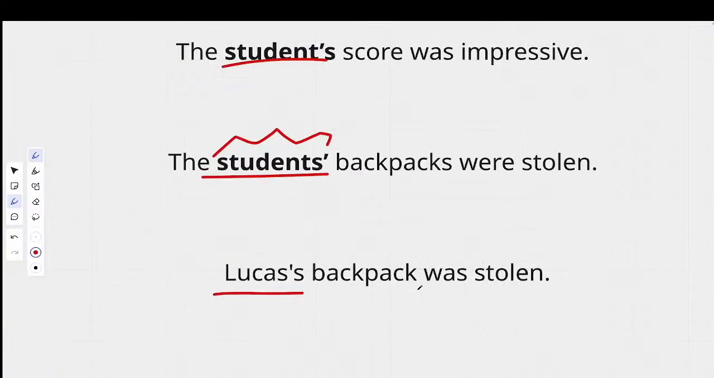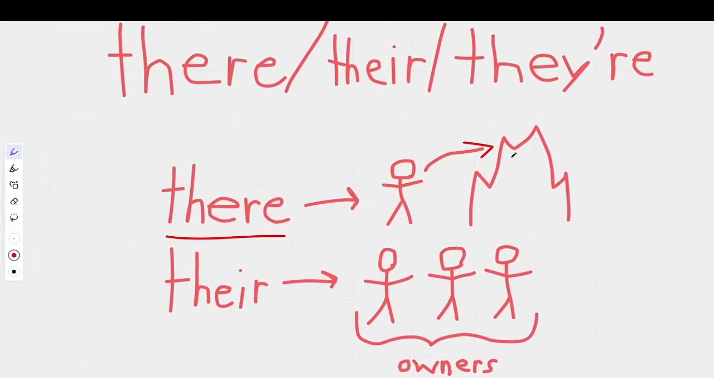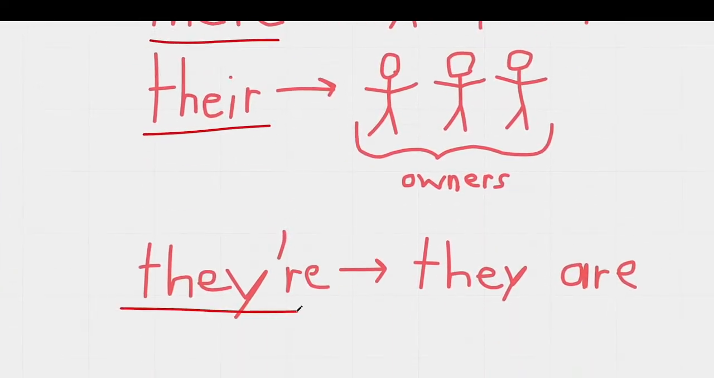But then you have "Lucas's backpack was stolen." Lucas is just one person, and since his name ends with an S, you just add an apostrophe S on it. There is, like, "I'm pointing over there," for example. You're pointing to something far away. "There" is for location, "their" is for owners, like their backpacks, and then there is "they're," as in "they are smart."